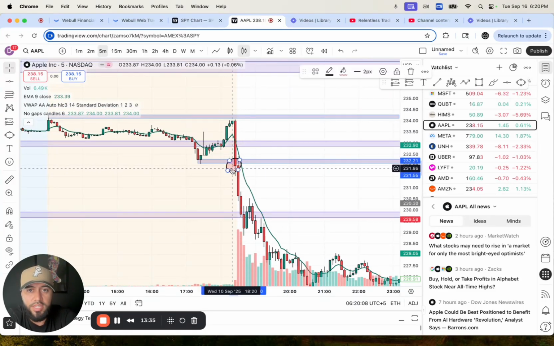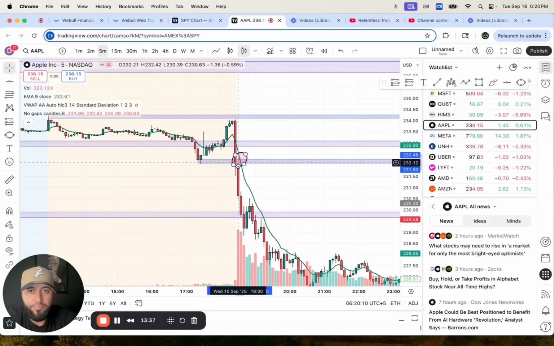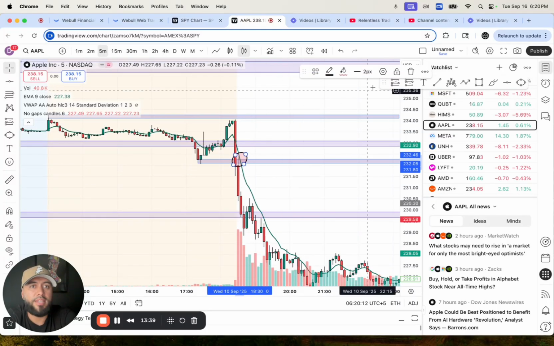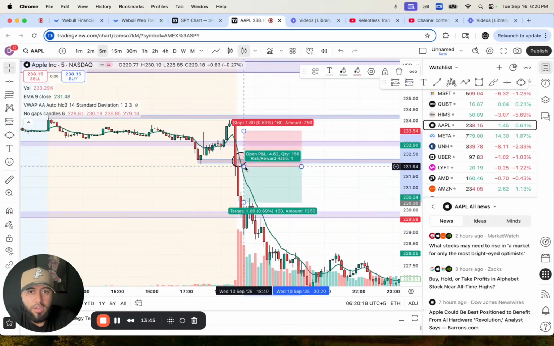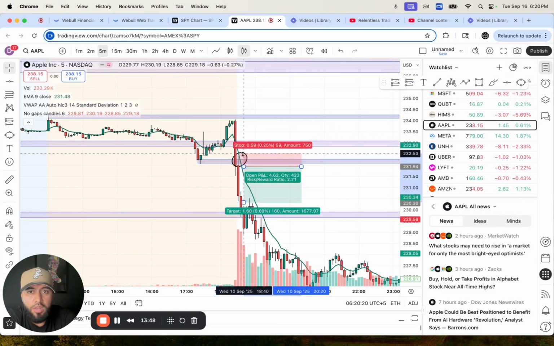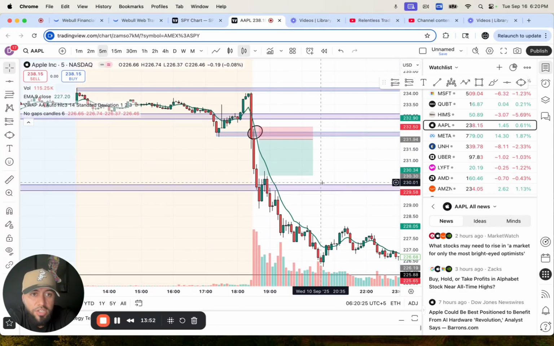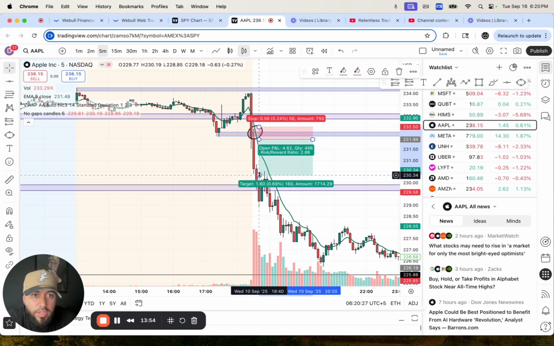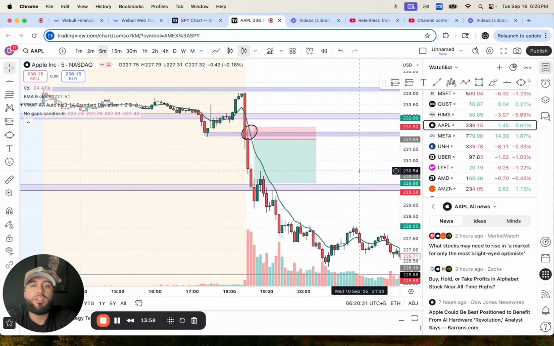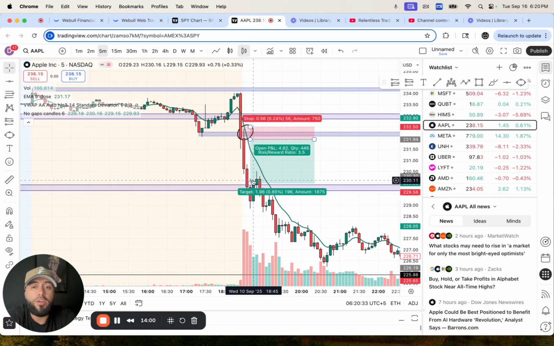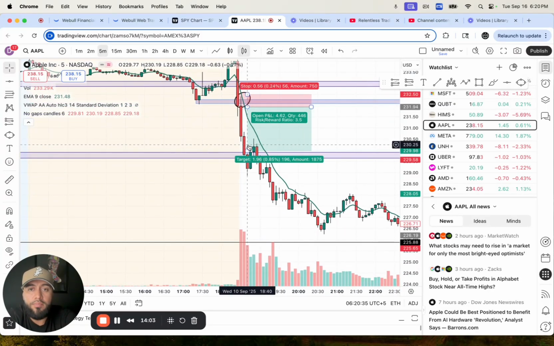Our stop loss would be a close back above, and then we ride it to the psychological level of 230. Boom, right there. That's a clear 1 to 3.5 risk to reward. And if you have runners and you want to continue holding, this trade literally gave us a 1 to 9, 1 to 10, literally all the way down to here, right there. This was a clear 1 to 10.